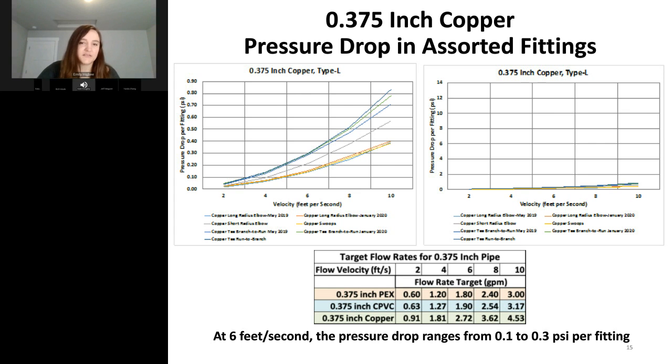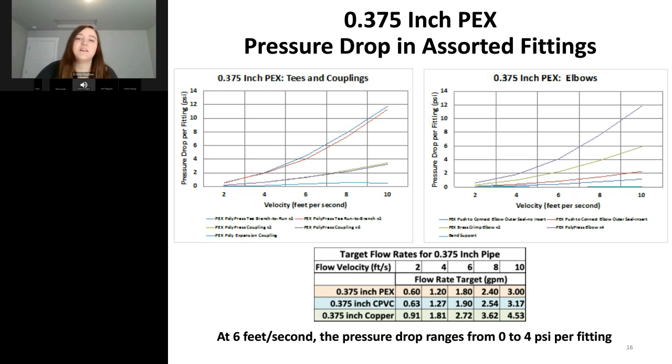And now going on to PEX, again, we have T's and couplings to the left, and now we have elbows to the right. And looking at 6 feet per second, it ranges from 0 to 4 psi per fitting.